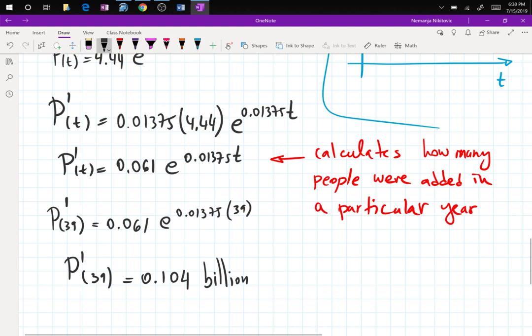Now you can go and put in 40, right? That's going to be 2020, and you will calculate how many more are added in that year. So we can calculate the change of population year by year, and you specify which year you want by simply plugging in the year you're interested in since 1980, because we took 1980 to be our base year. Good, right? We got this. What else is left?